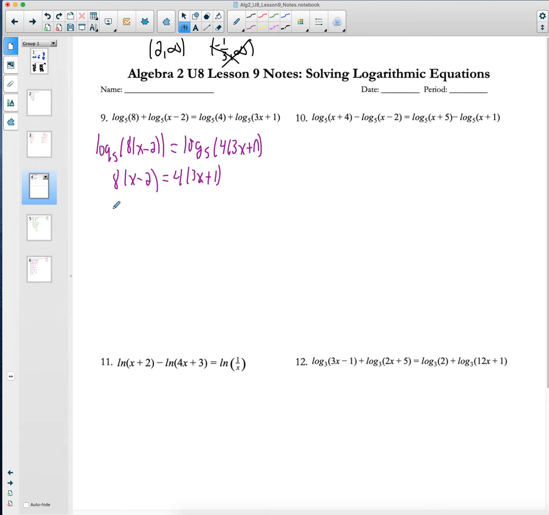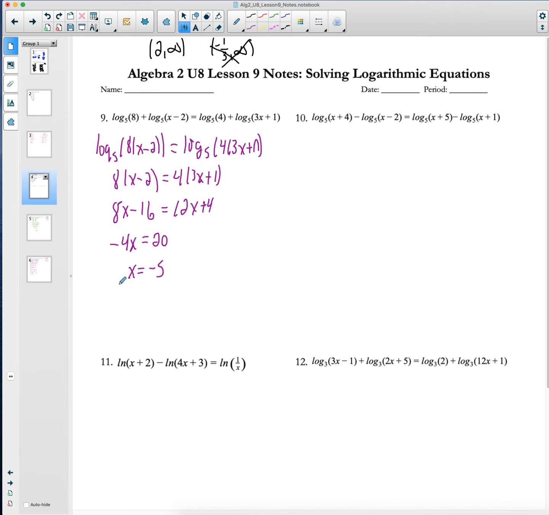So let's solve this. On the left side, if I distribute, I get 8x minus 16. On the right side, if I distribute, I get 12x plus 4. If I subtract 12x from both sides, I get negative 4x. If I add 16 to both sides, I get 20. And if I divide both sides by negative 4, I get negative 5.